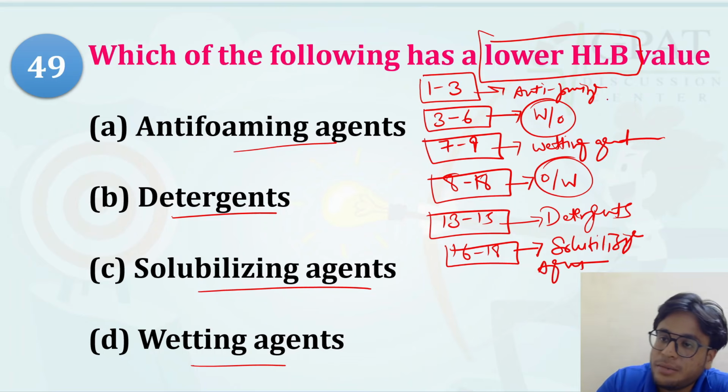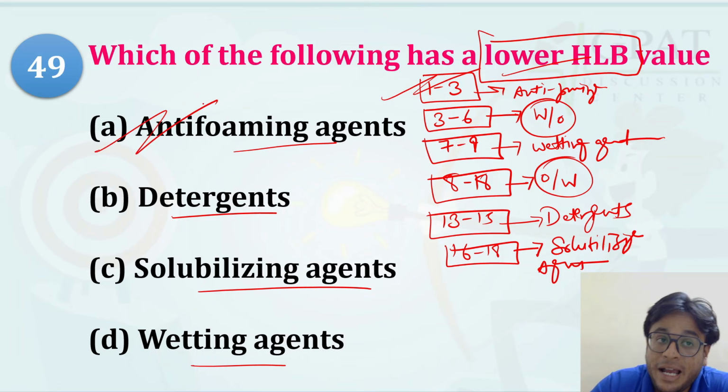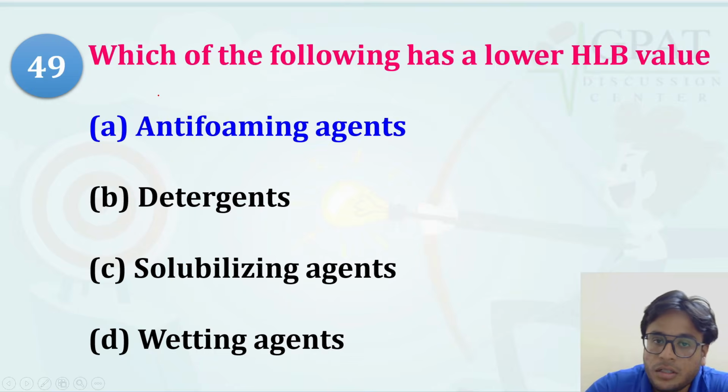So they are mainly asking about the lowest value. Yes, the lowest value is for the antifoaming agents and the highest value is for the solubilizing agents. So the answer for that particular question is going to be option A.